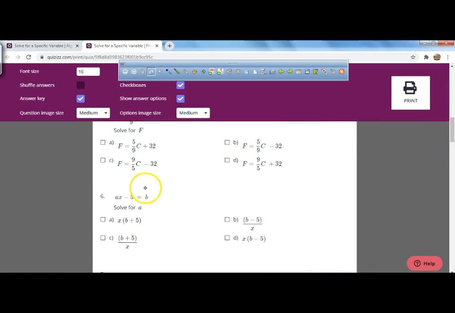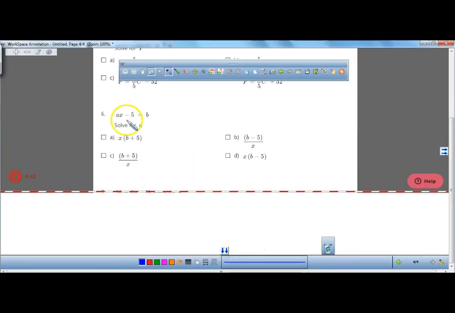Let's take a look at this one real quick. It says AX minus B equals 5. Solve for A. So we have A times X minus 5 equals B. We have to solve for A, so we've got to get A by itself. The first thing I'm going to do is add 5 to this side.